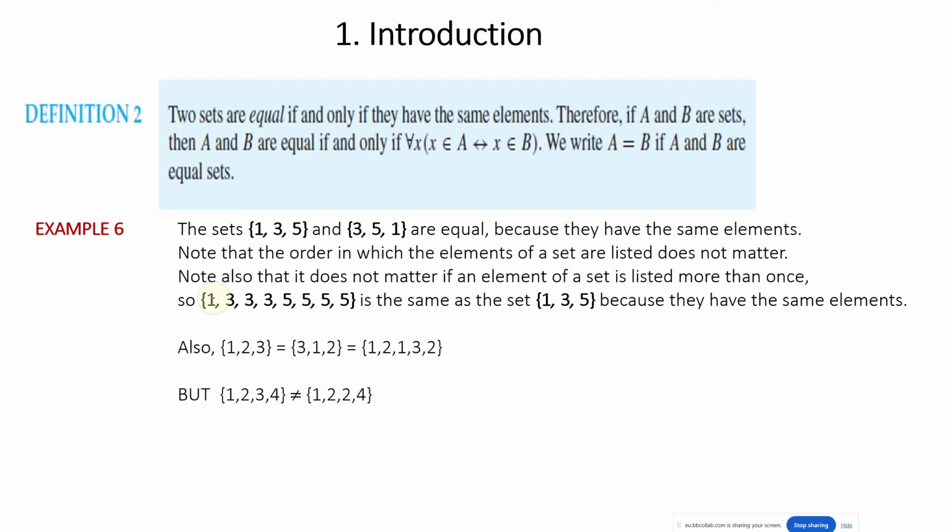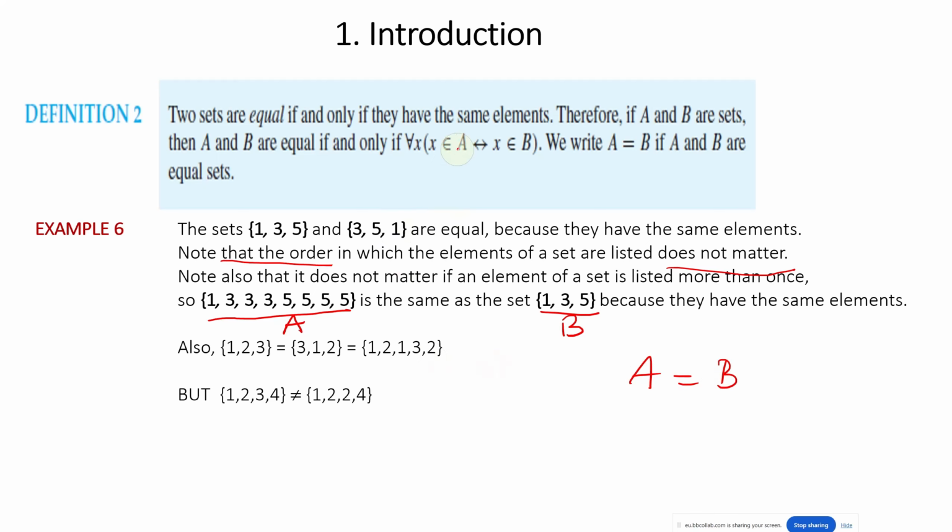All right. So the order does not matter, but also what does not matter is how many times that element appears. For example, if we have this set to be A and this set to be B, do I have A equal B?